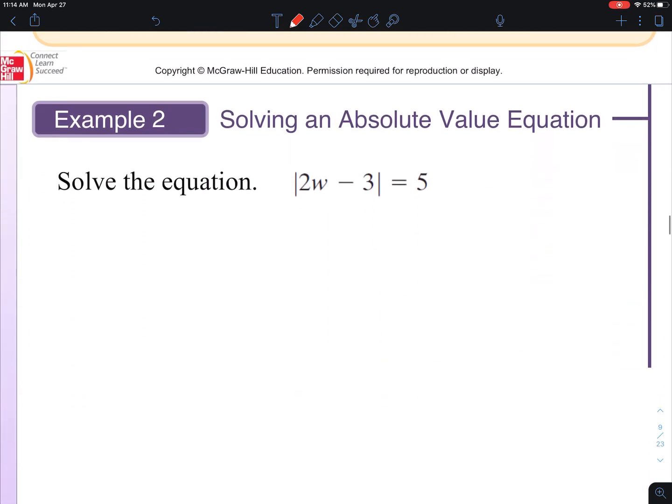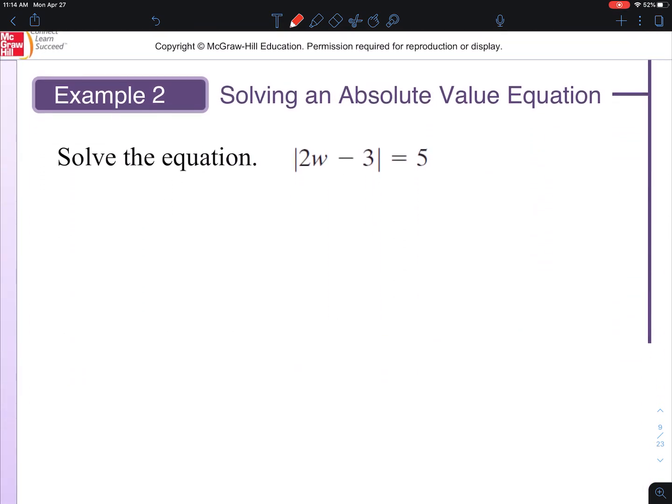All right, let's go for this one. When you have an expression, again, you have to solve it both ways. So 2w minus 3 is equal to -5, or 2w minus 3 is equal to 5. So I'm going to do one at a time. So I'm going to add 3 to both sides.